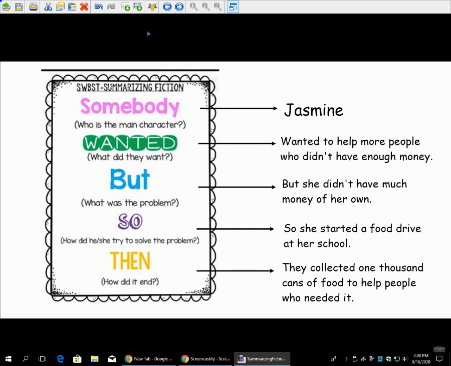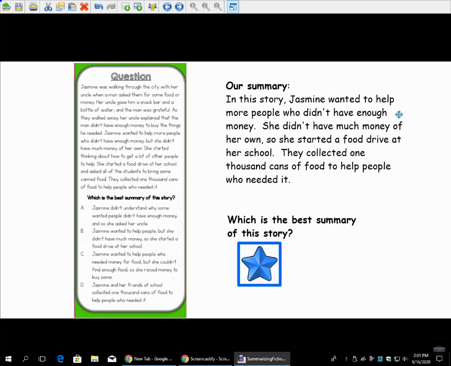It's nice to see how these 5 keywords can help us with our summaries. All we have to do to pull this together for our own summary is put all those 5 key parts together. Now this is a story. In this story, Jasmine wanted to help more people who didn't have enough money. She didn't have much money of her own, so she started a food drive at her school. They collected 1,000 cans of food to help people who needed it. We have a nice thorough summary.